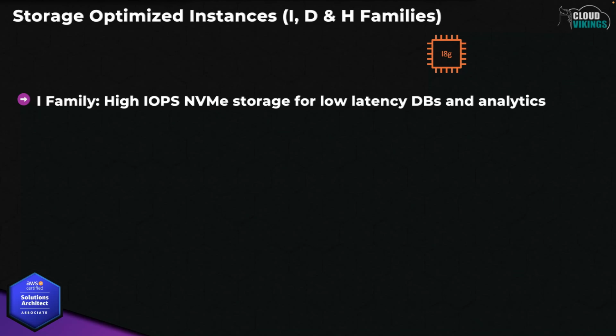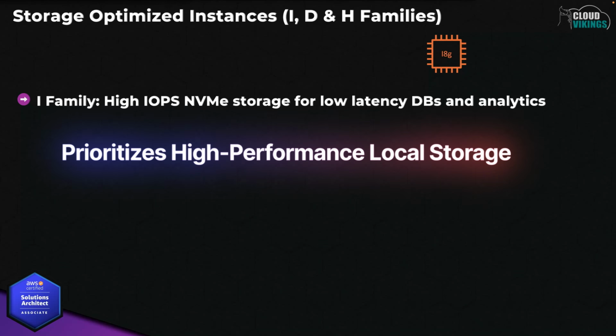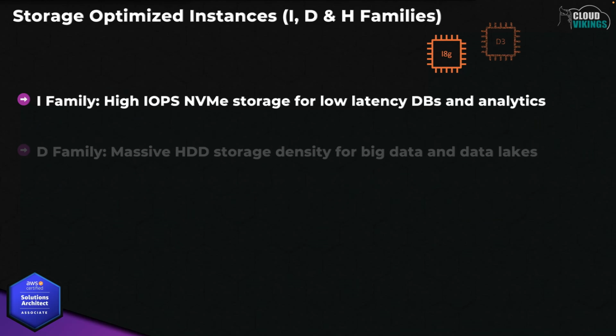I-family instances often have a balanced CPU and memory allocation really similar to the general purpose category, but the distinguishing feature here is really that super fast disk. If you have applications where disk I/O is really slowing things down for your applications and workloads, moving it to an I-family instance can be a world of difference.